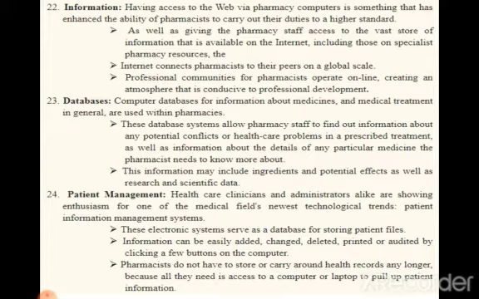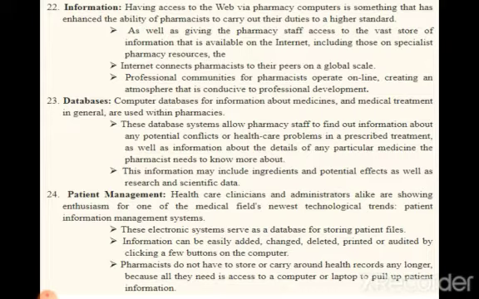Databases. Computer databases for information about medicines and medical treatment in general are used within pharmacies. These database systems allow pharmacy staff to find out information about any potential conflicts or healthcare problems in a prescribed treatment, as well as information about the details of any particular medicine. The pharmacist needs to know more about these; the information may include ingredients and potential effects, as well as research and scientific data also.